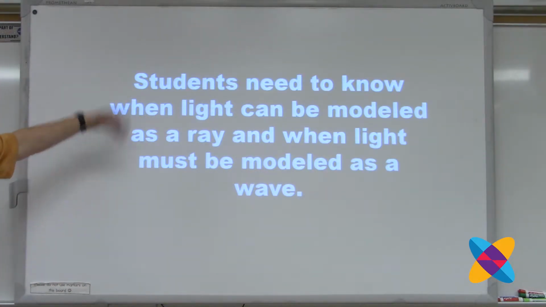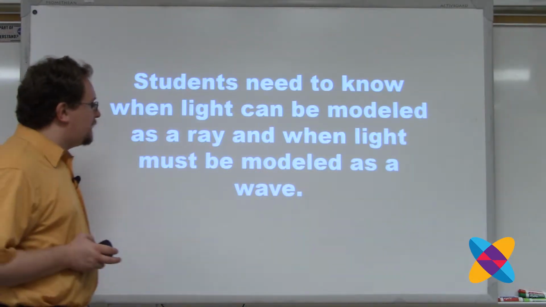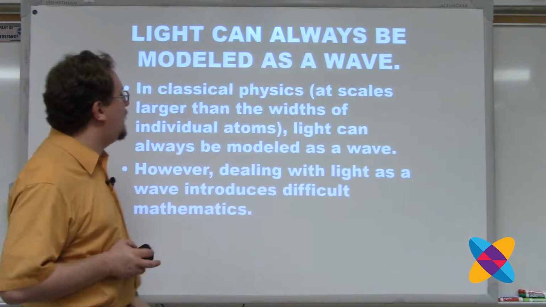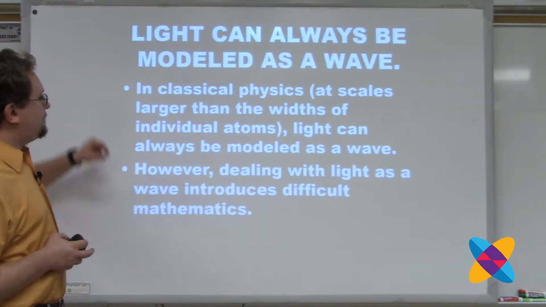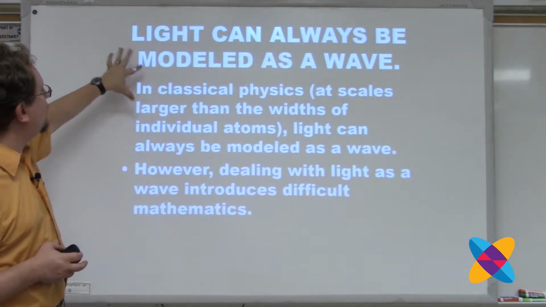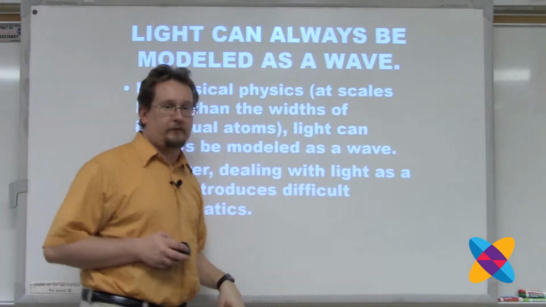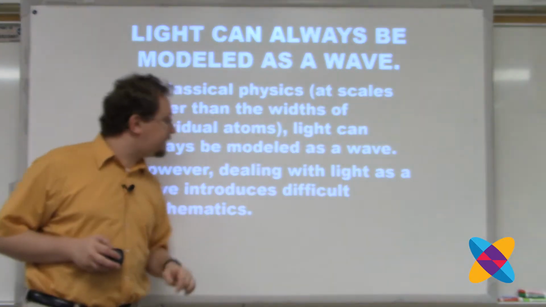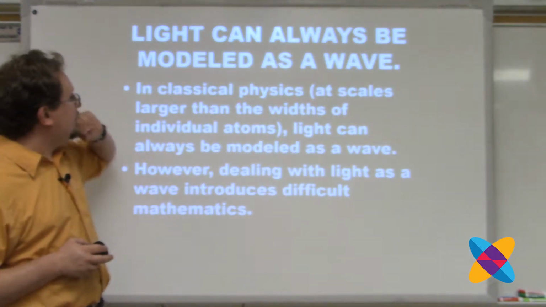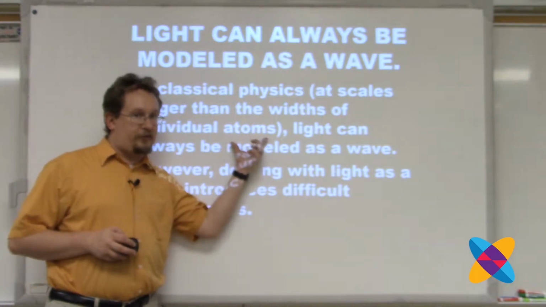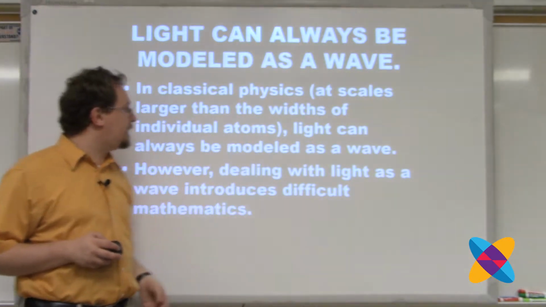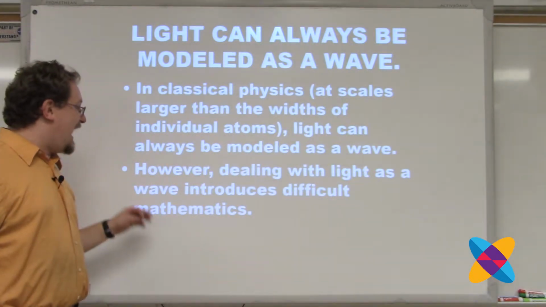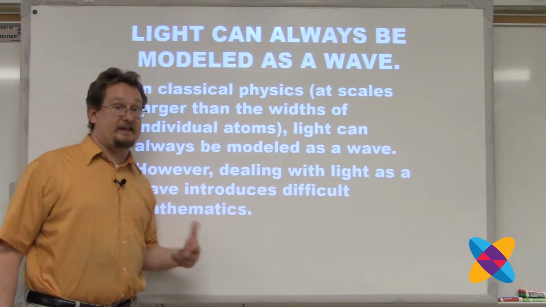Students do need to know when light can be modeled as a ray and when light can be modeled as a wave, and why. Why would we use a ray model? Why would we use a wave model? So we can deal with light. So first of all, light can always be modeled as a wave. All the time in classical physics. That means not quantum physics. So in classical physics, when we're dealing with geometries and things that are bigger than individual atoms, we can always model light as a wave, but that makes the math really tough.